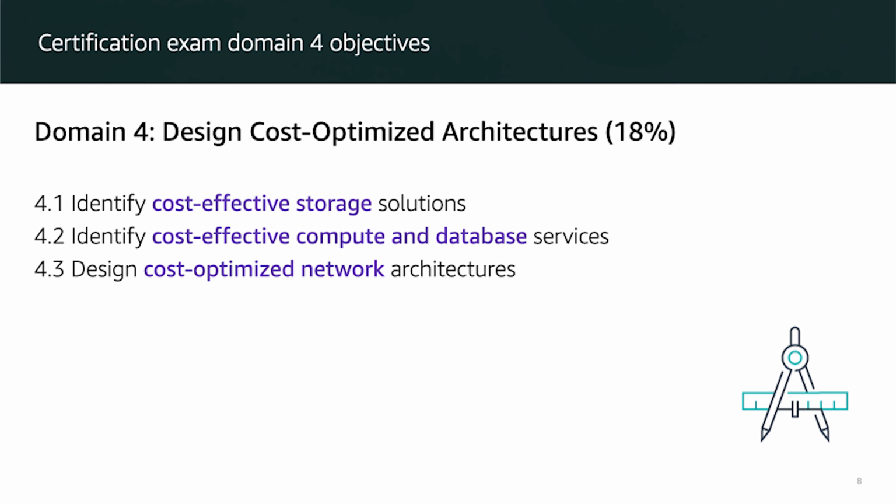So identifying cost-effective storage, you need to look to S3 storage classes. You need to look to Elastic Block Store optimization and provisioning, cost-effective compute and database.